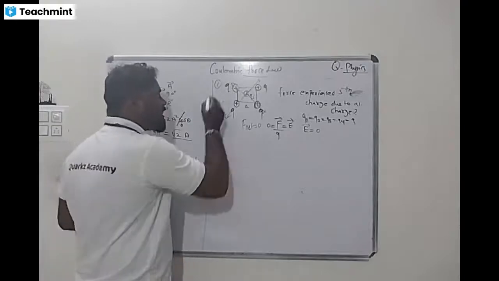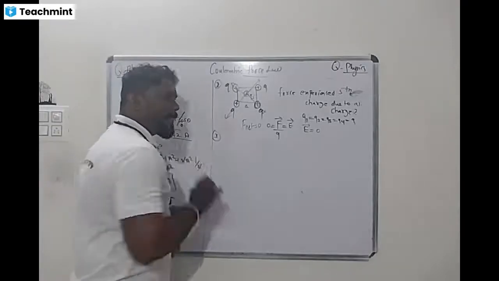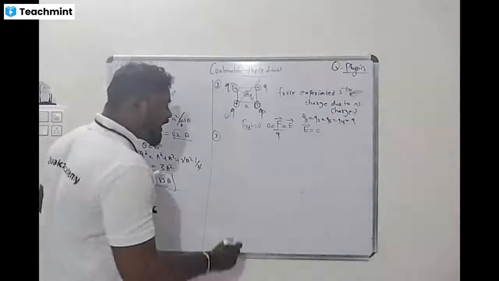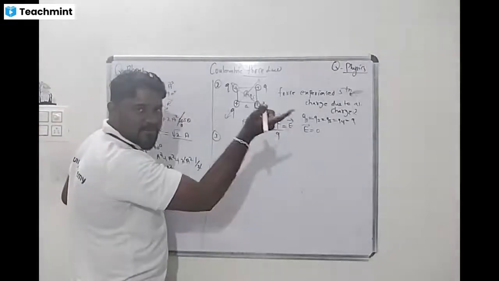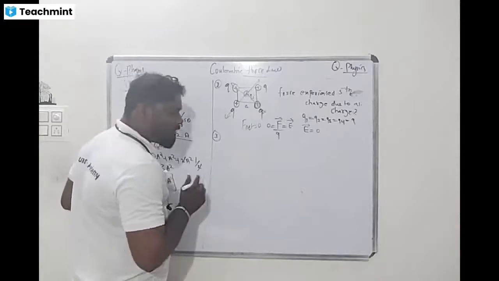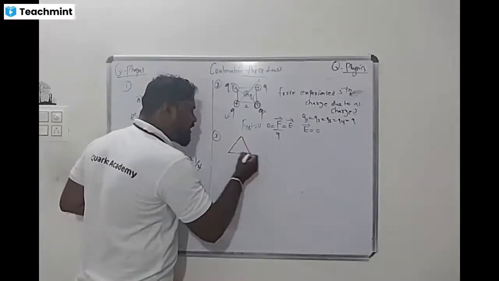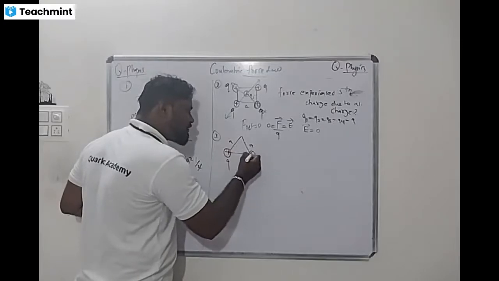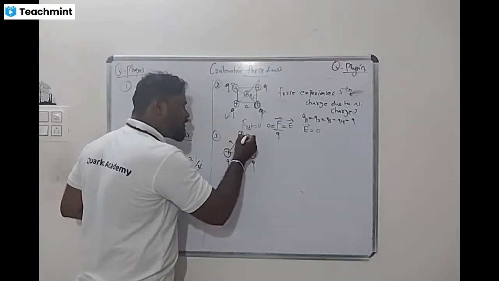Can we move on to the third one? Third problem. Is it clear? Now look. In the first case it was a symmetric charge distribution, with charges distributed in a square shape. Now I am distributing the charges in an equilateral triangle. Equilateral triangle, positive charges. This is my positive charge.